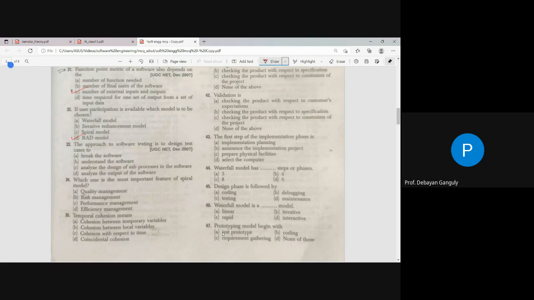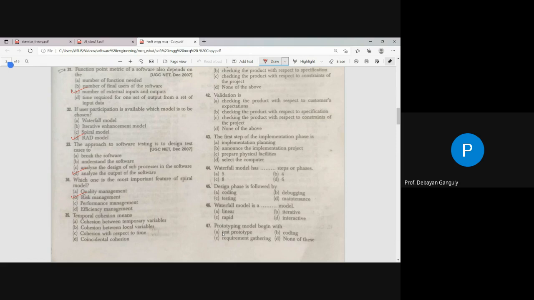You can say analyze the output of the software. 34. Which one is the most important feature of the spiral model? The spiral model's feature is risk management. 35. That will be temporal cohesion.